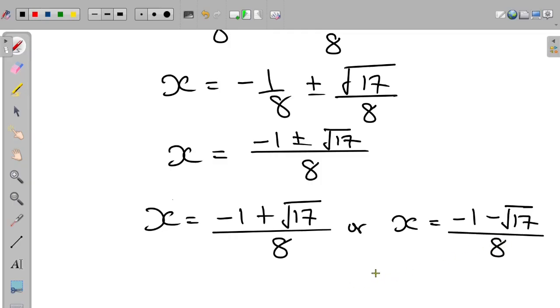So at this point, we have been able to use the completing the square method to obtain the values of x.